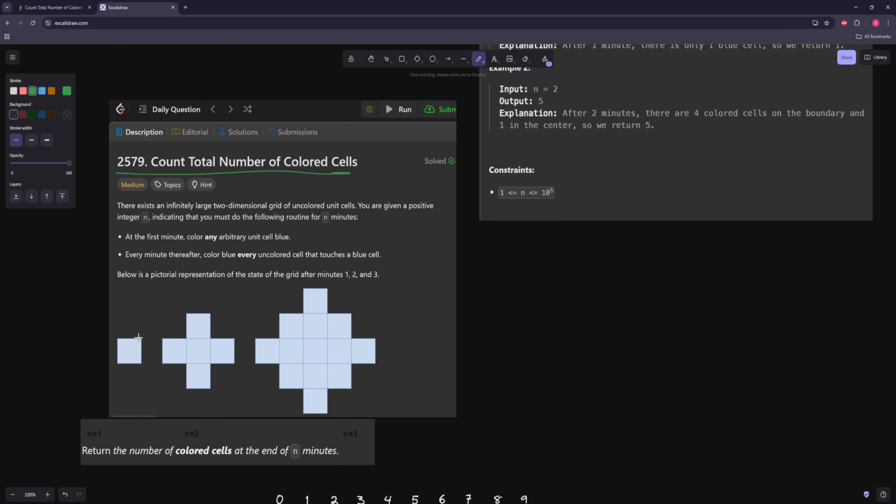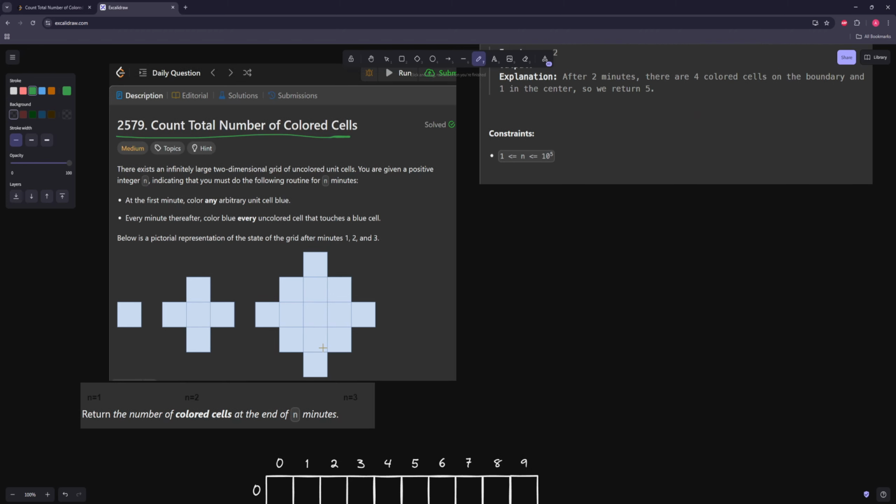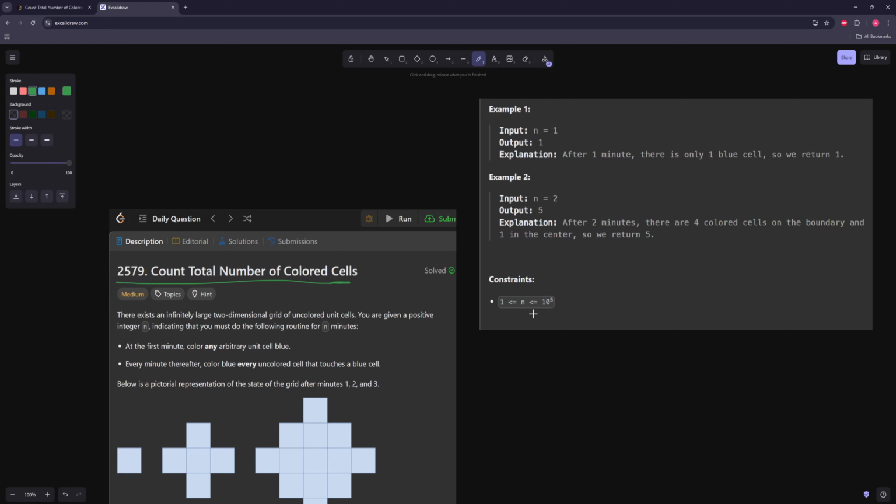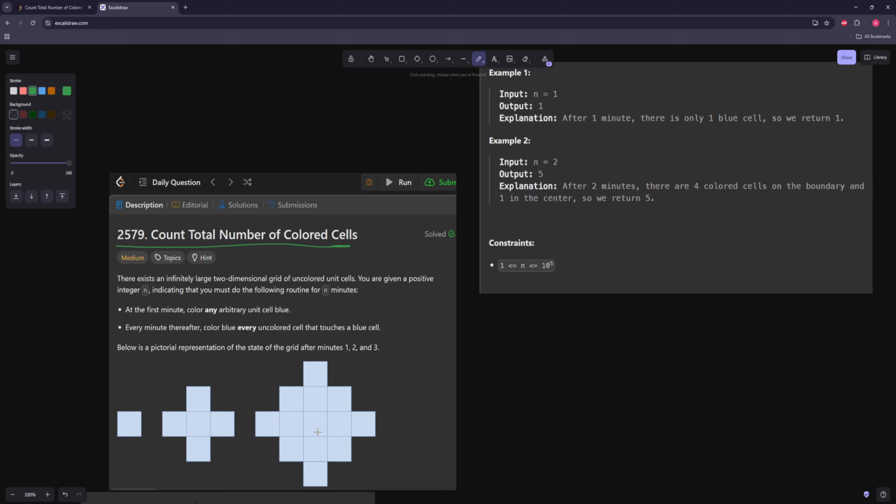So here's one, and then these are the ones that touch the first one. And then these are the ones that touch the second one. So the examples are pretty straightforward. You just count how many cells. So hopefully you can quickly tell that these numbers grow.